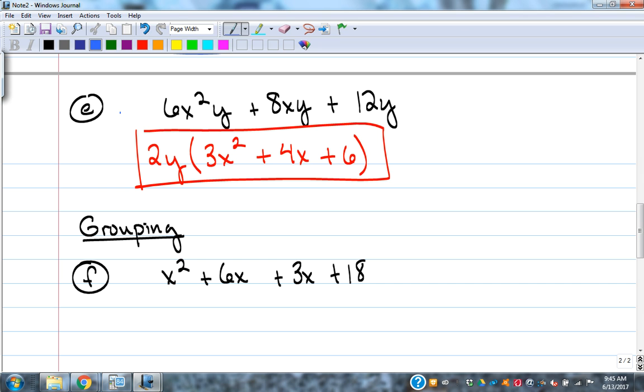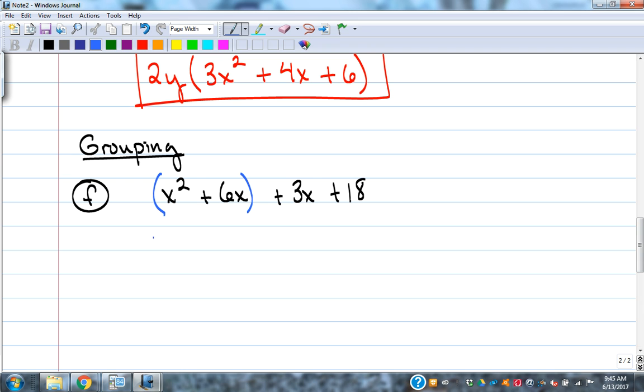Grouping takes the first 2 terms together, and we get the GCF of those 2. What do x squared and 6x have in common? X. And in parentheses, that would leave x plus 6. Then we look at the next two terms, and I'm going to underline those two.